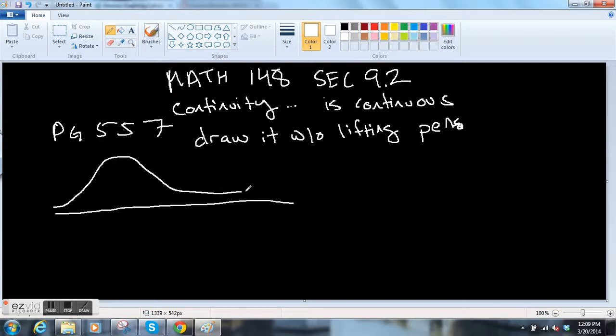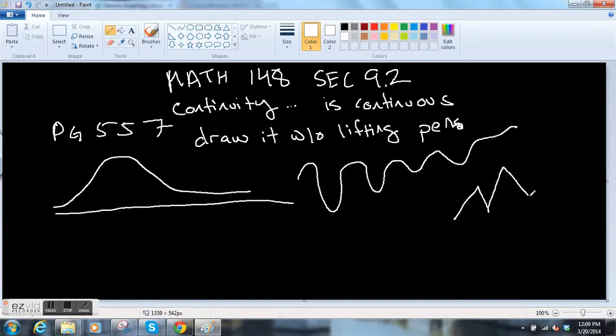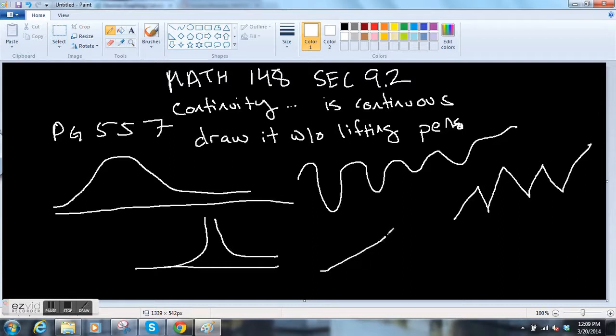That one's continuous because I can draw it without lifting my pen. This one's continuous. This one's continuous, right? So what's not continuous? Something that looks like this. Or how about this? Up, and then there's a hole, and you skip ahead. Or maybe one of those piecewise functions where it goes and then it hops and continues, like that.